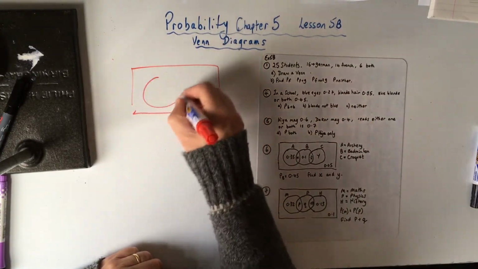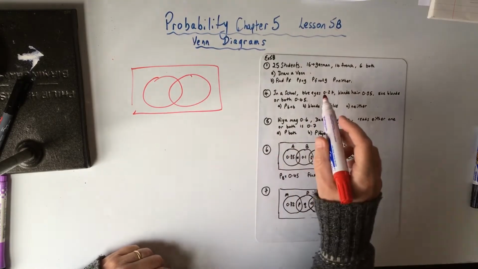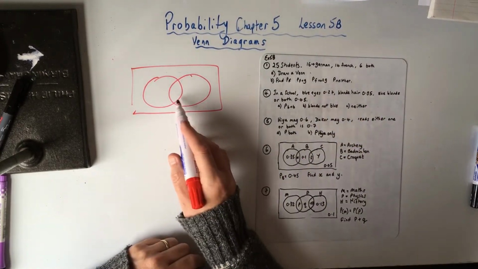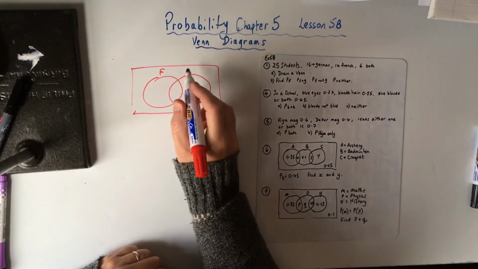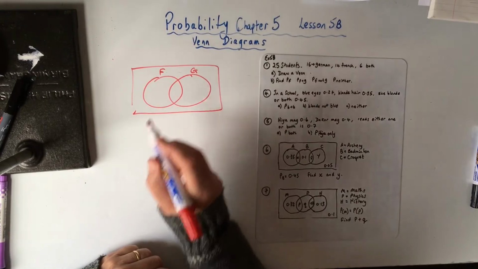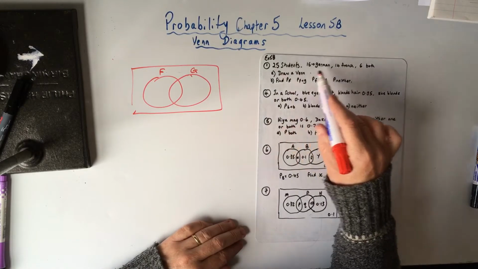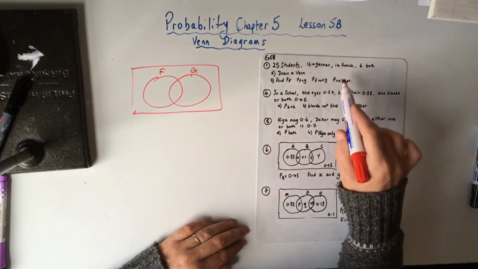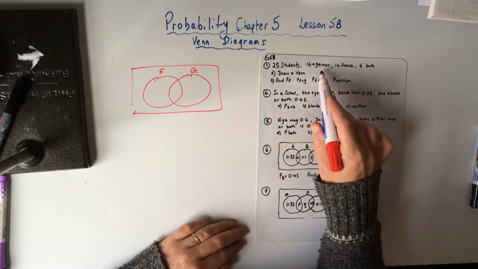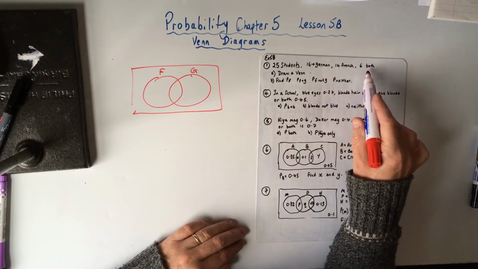So there we go. Because it says that there's both in there, so you do the overlap. French and German, and it's direct numbers, not probabilities. So direct numbers, all the numbers in here have got to add up to 25. 16 German, 14 French and 6 both.